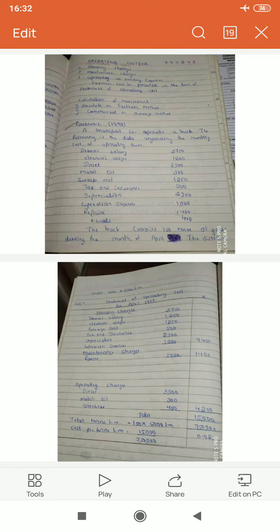Thereupon, next one, lubricating oil. Lubricating oil can also be presumed to be a running charge, because if the vehicle or truck runs, then only will lubricating oil have to be used in comparatively larger quantity. Definitely, for that reason, it can be categorized under the head operating charge or running charge. Thereupon, next one, garage rent.